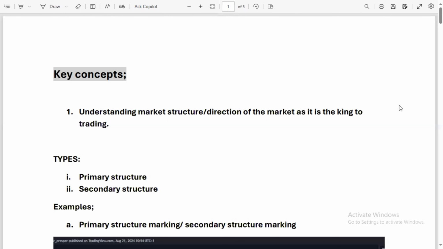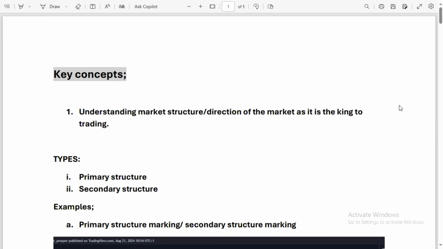Some traders know these concepts, but they do not apply them in a proper way. So I'm going to be talking about a few concepts you should know as a trader. The first thing I'm going to be talking about here is understanding the market structure, the direction of the market, because it is the key to trading.